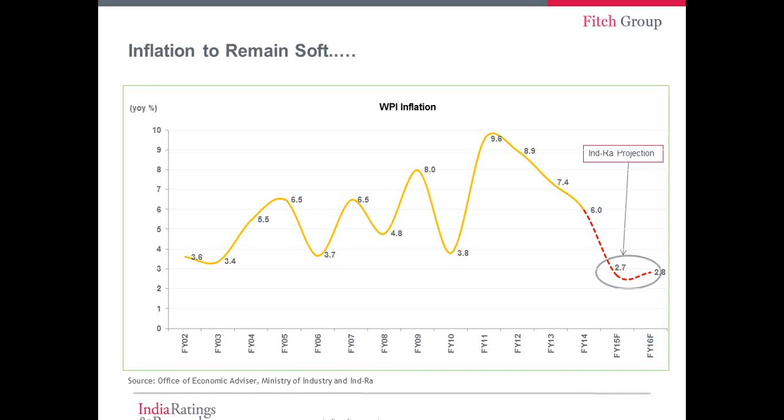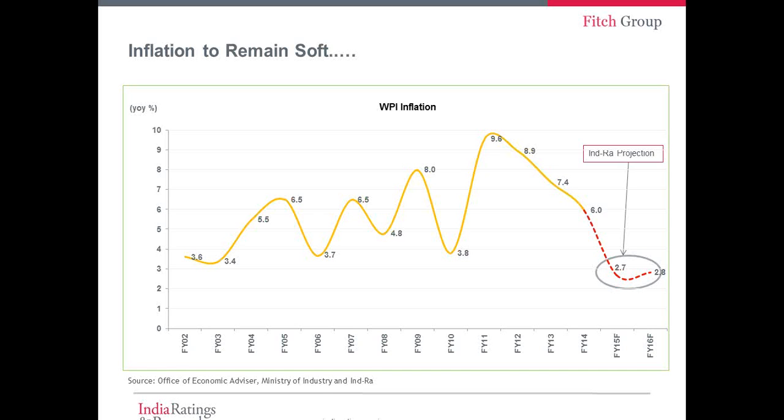So net, and also with the government focus on removing many of the supply side bottlenecks, the likelihood is that inflation will remain soft, although marginally higher. We expect the average WPI inflation to come in at around 2.7% in FY15, and we expect it to only go up marginally to 2.8% in FY16.